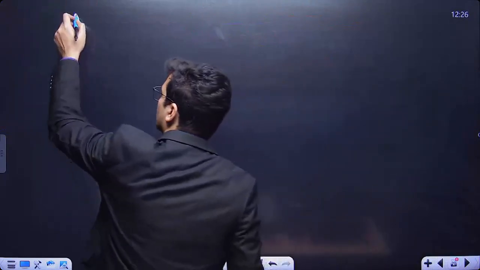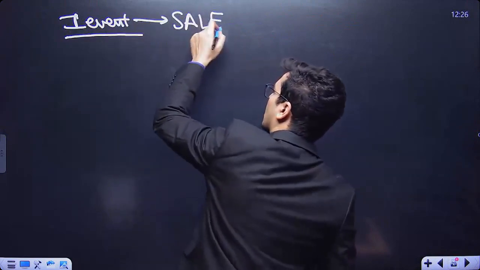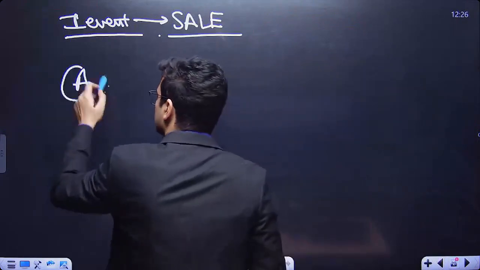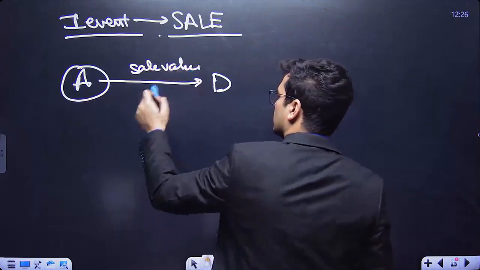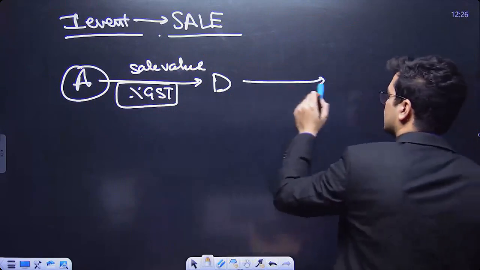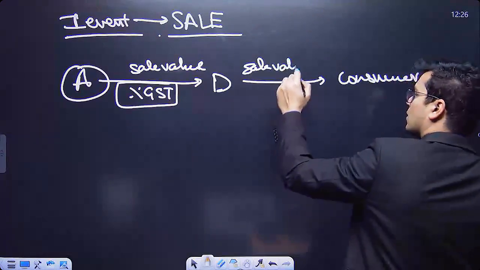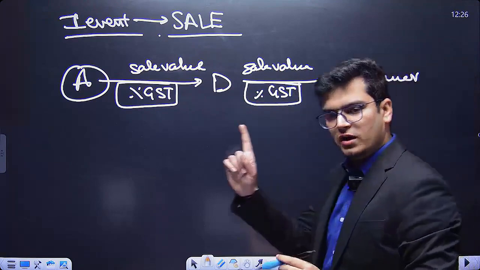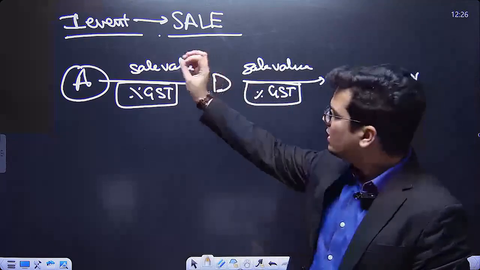There is only one event of taxation, which is sale. अब सिर्फ एक ही event of taxation है called sale. Apple will sell to distributor, whatever this sale value is, इस पे कुछ परसेंटेज जीएसटी लगेगा. डिस्ट्रीब्यूटर विल सेल टू कंज्यूमर. इस पे एक सेल वैल्यू है, इस पे कुछ परसेंटेज जीएसटी लगेगा. There is only one event of taxation, which is sale. No tax on production, only tax on sale.